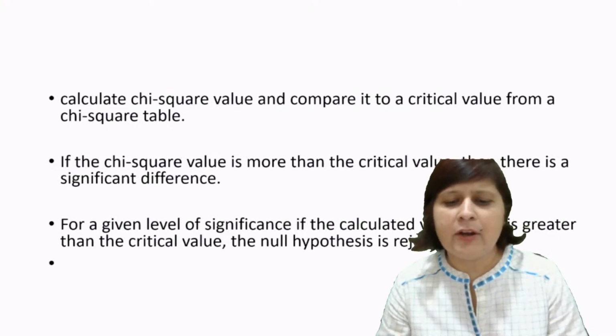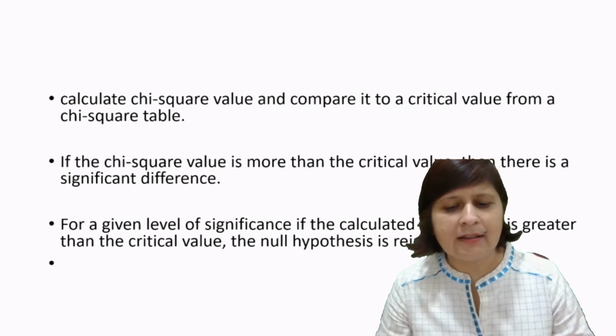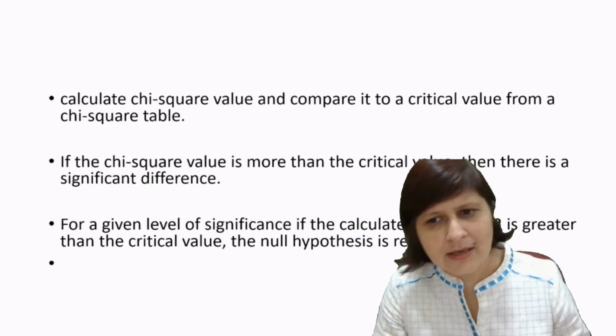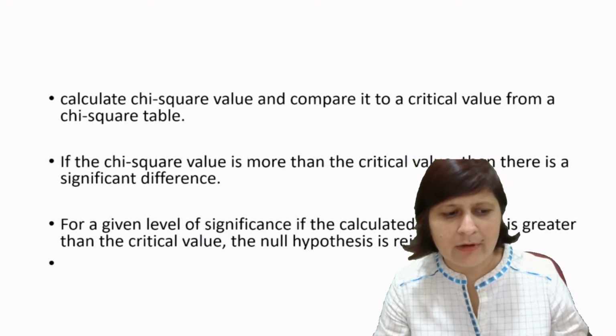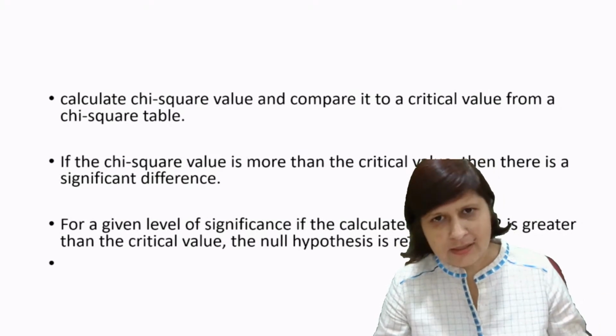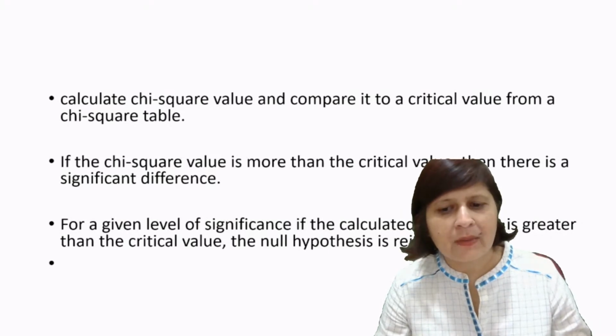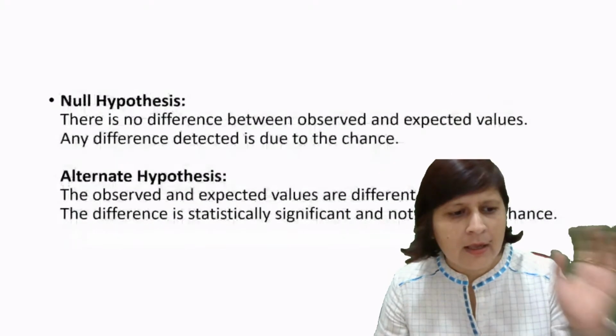For any given level of significance, if the calculated value of chi-square is greater than the critical value, then the hypothesis is rejected. If the chi-square value is more than the critical value, then the null hypothesis is rejected. It means there is a significant difference. That's what I have written. Let me explain it with an example.